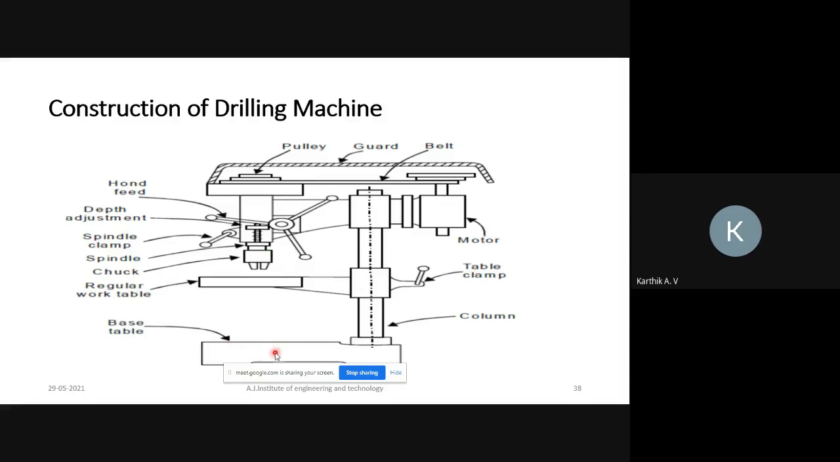The base is made of cast iron material, and this is the column. The column also has very high strength, and this is the work table. You can move the work table upward as well as downward along the column with the help of this table clamp. This motor is also supported by the column. The motor is rotated with electrical energy, converting it to mechanical energy. Power transmission takes place from this shaft to the spindle shaft with the help of this belt drive.